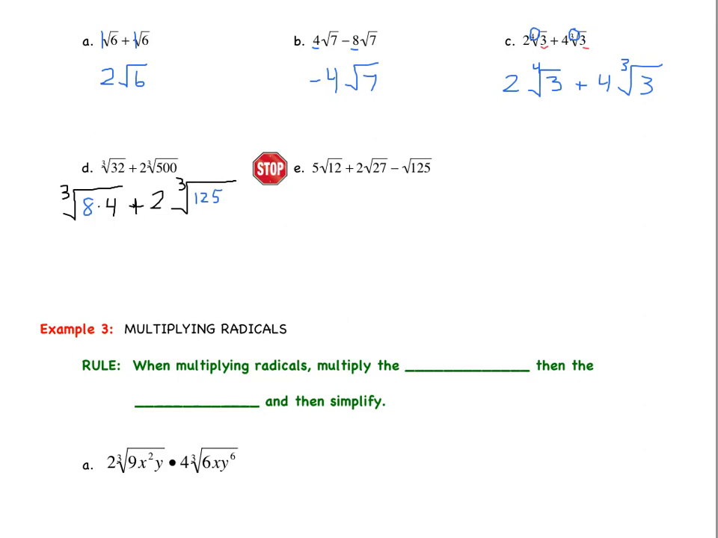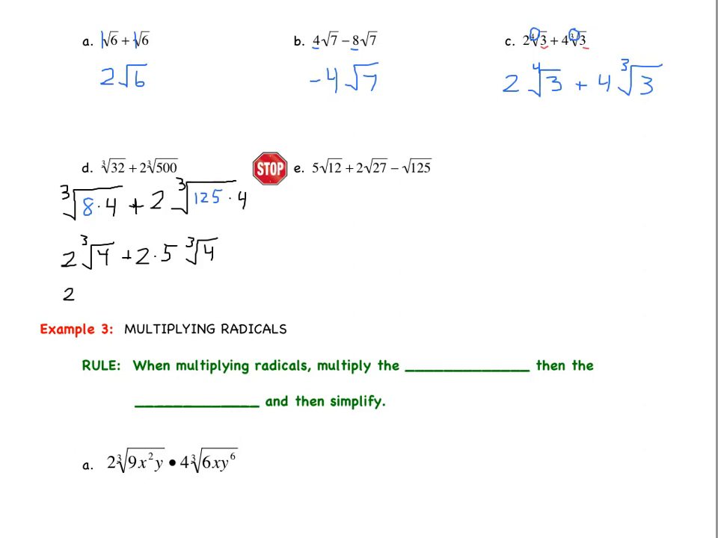And 125 times 4 gives us 500. So now we're going to take the cubed root of 8, and we get 2 cube roots of 4 plus 2 times the cubed root of 125, which is 5, and we are left with the cubed root of 4. Now let's just clean up our coefficients before we do any combining of terms.